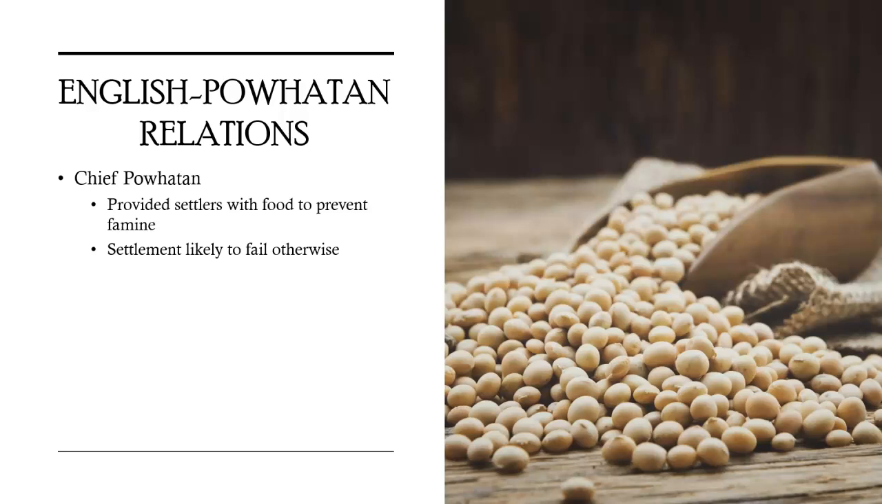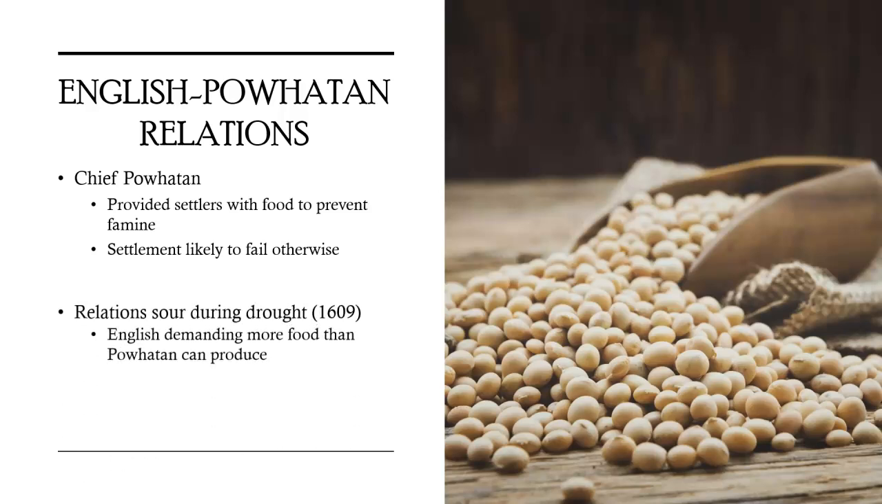He is going to provide the settlers with food initially as a way of preventing famine. They were going to run out of food, they were going to have no food, and they would have died or had to leave and go back to Britain, which would have resulted in the settlement failing. He was kind, went out of his way to provide them with food, which allowed the settlement to really survive.